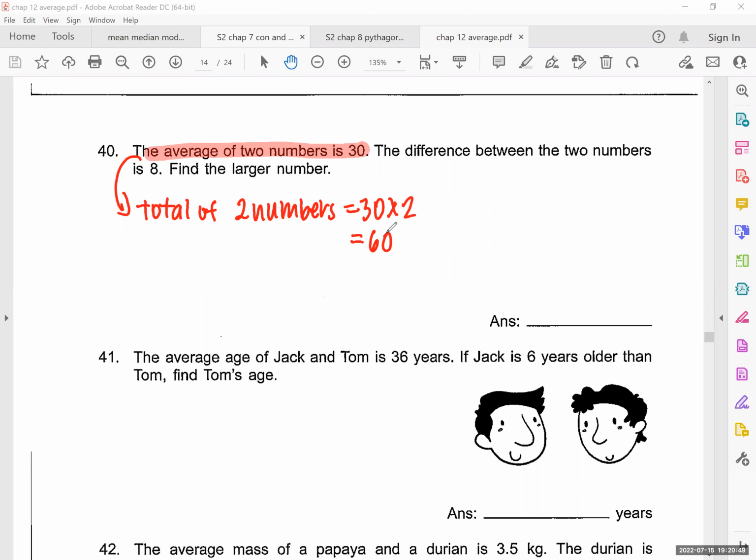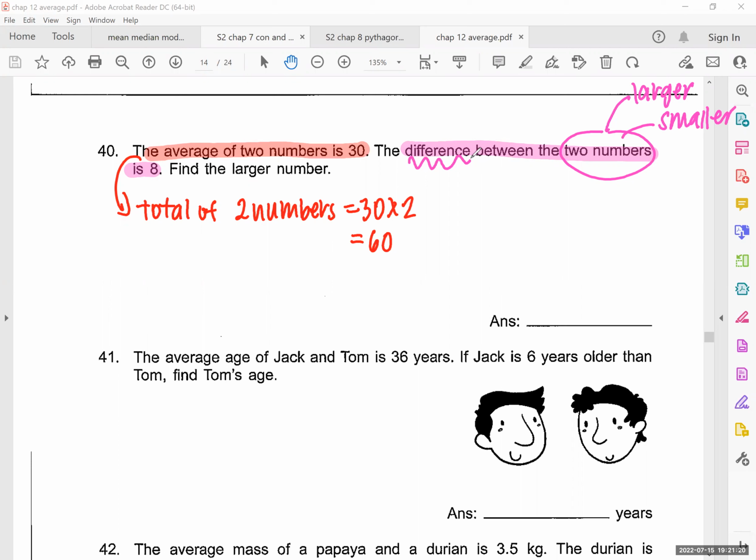Now, can you see here? They tell you the difference between two numbers is 8, right? So if there are two numbers, what kind of numbers can they be? It can either be a what kind of number or what kind of number? Larger and smaller. Very good. A larger number or a smaller number, right? So they say the difference is this. What should we be doing already?